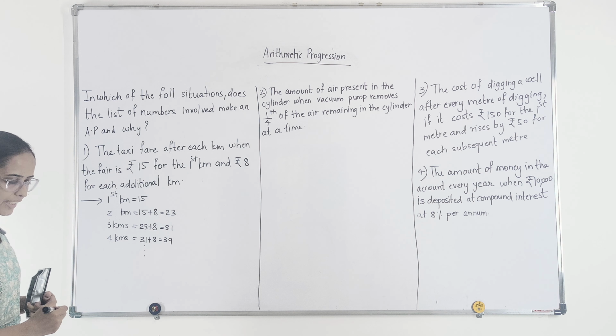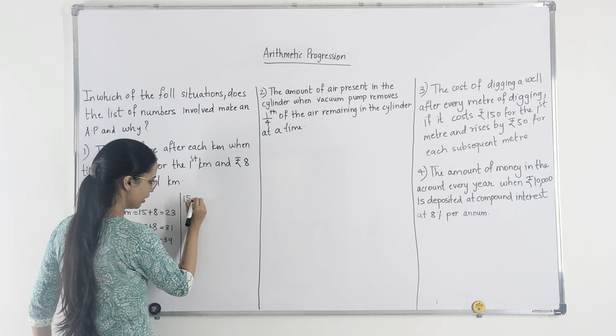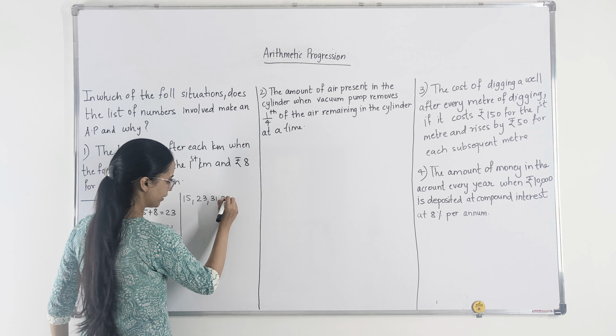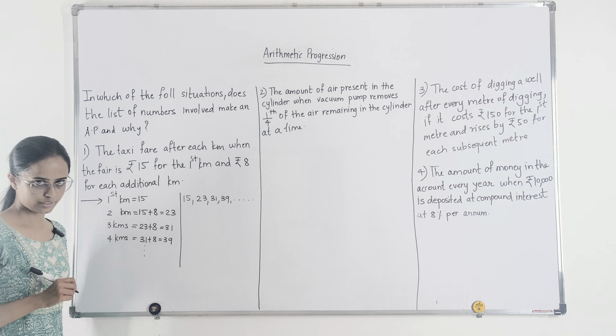So the resultant sequence in this case is 15, 23, 31, 39 and so on. This is your resultant sequence. If you try to find the common difference, that is, if you subtract 15 from 23, you're going to get 8. When you subtract 23 from 31, again you're going to get the value as 8.